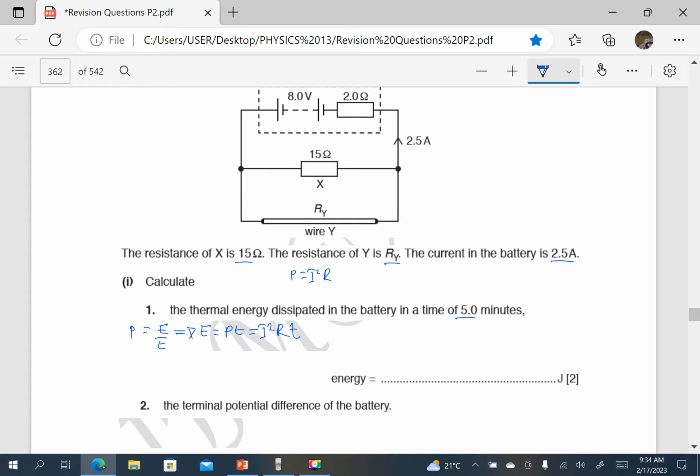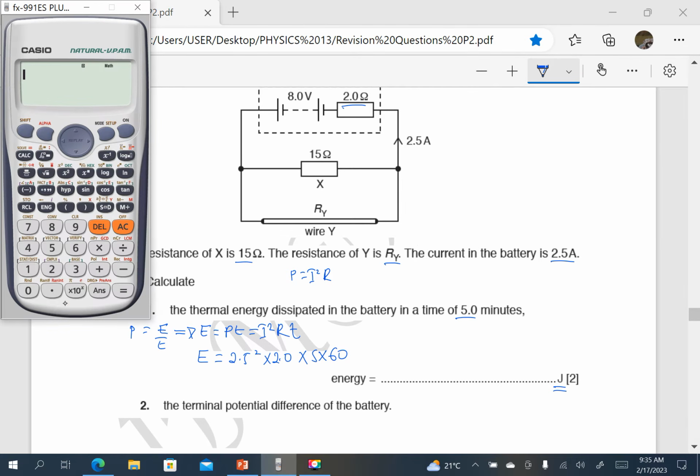So we can now substitute, since we have the current through the battery, we have the time, and we have the internal resistance of the battery as 2.0. So the thermal energy dissipated is going to be the current, which is 2.5 squared, times the internal resistance, which is 2.0 ohms, then times the time, which is 5 minutes. But because the answer is in joules, the time must also be changed from minutes to seconds. So this will be 5 times 60.